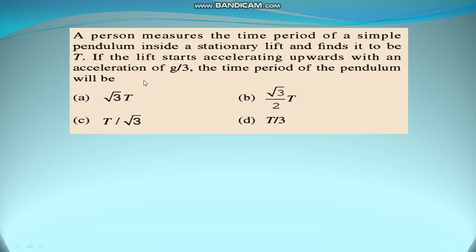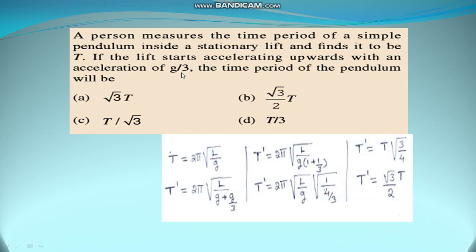First, the lift is stationary. Next, the lift is accelerating upward with acceleration g by 3. So in the first case, the time period formula as it is, T is equal to 2 pi square root of L by g. In the second case, T dash is equal to 2 pi square root of L by (g plus a). Here a value is what? g by 3. Yes.